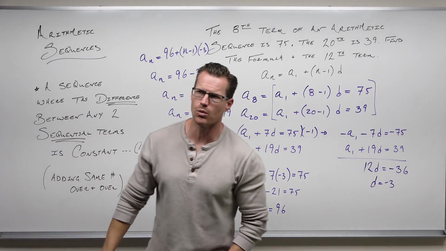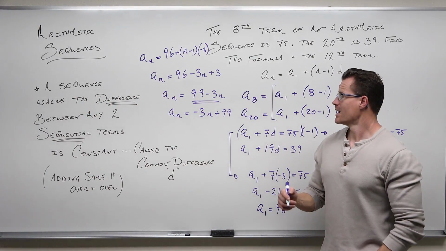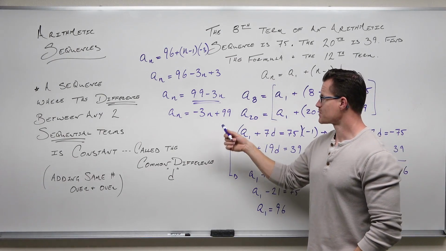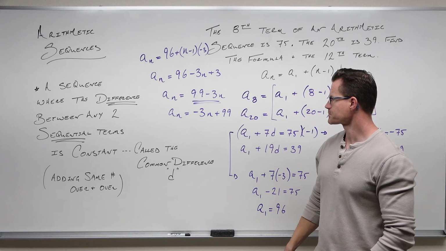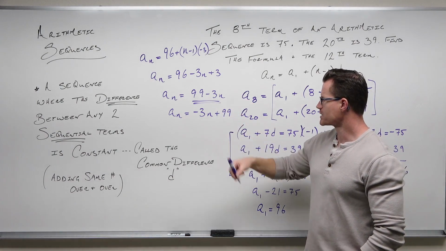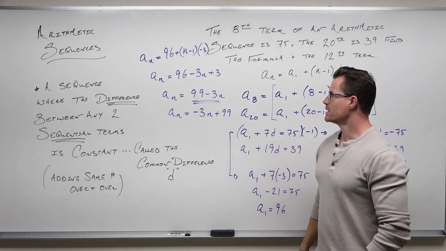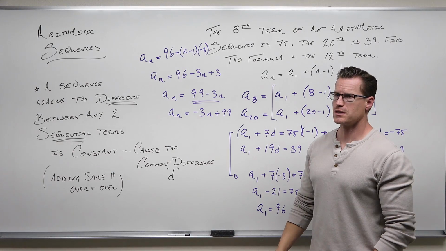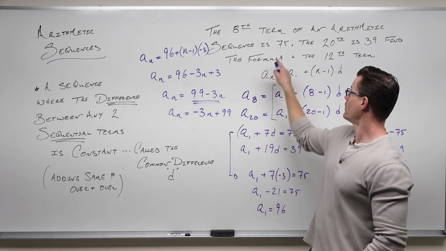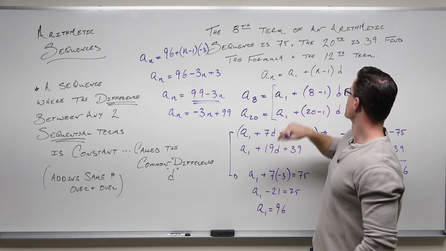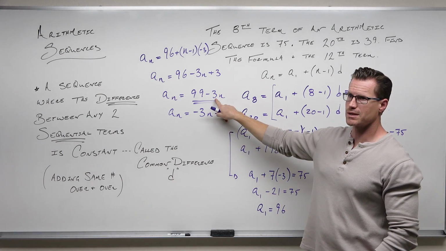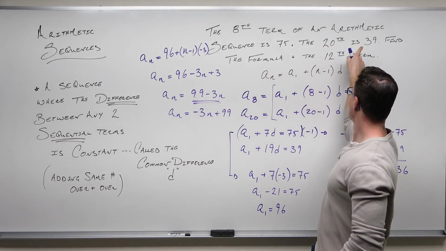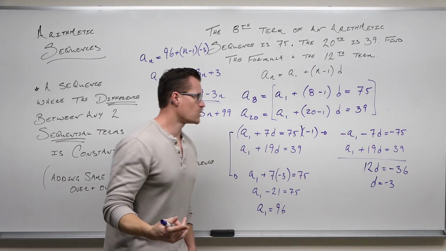It doesn't matter which one, but let's check a couple of these. Let's make sure this actually works. Let's plug in 8. If we plugged in 8, that's negative 24. 99 minus 24, this will probably be easier to see. 99 minus 24, that's going to be, let's see, 75. Oh, hey, that works. This one's also going to work if I plug in 20. So plugging in 20 here, 3 times 20 is 60. 99 minus 60 is 39. That works.